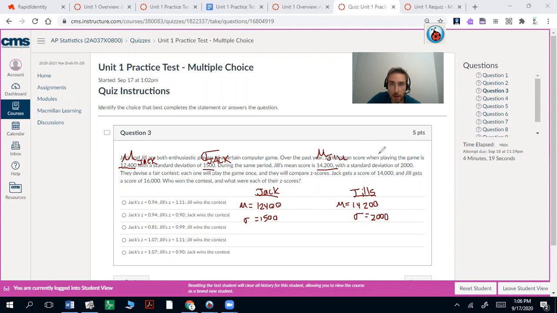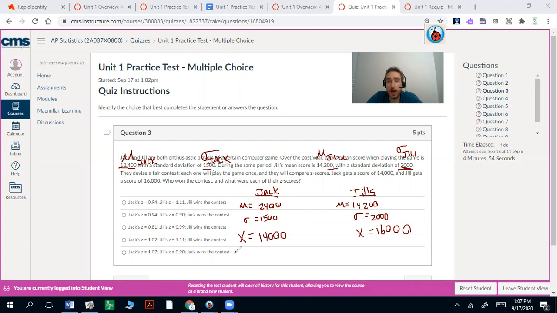See what I'm doing? I'm just writing it. I haven't even looked at what I have to do, but I know that I'll be needing to use those. So it's always a good practice just to jot them down as you're working through them. They devise a fair contest. Each one will play the game once. They will compare z-scores. Jack gets a score of 14,000. And Jill gets a score of 16,000. Now Jill scores higher, but that's not the point of the game.